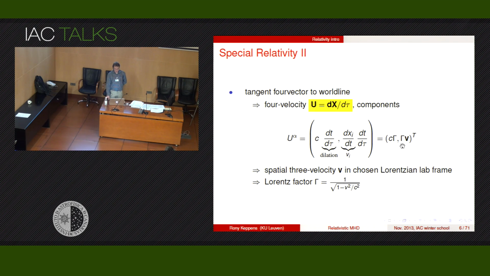So actually, the 4-velocity is just c times the Lorentz factor, temporal part, and the Lorentz factor times the 3-velocity. And the 3-velocity is what you're always working with in Newtonian every day anyway. And the Lorentz factor you know.